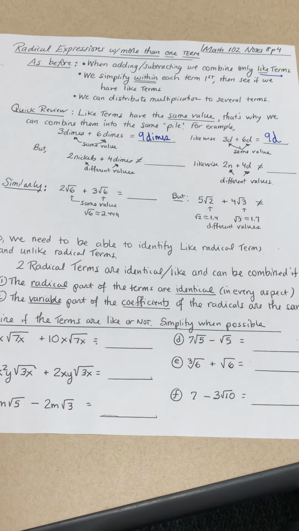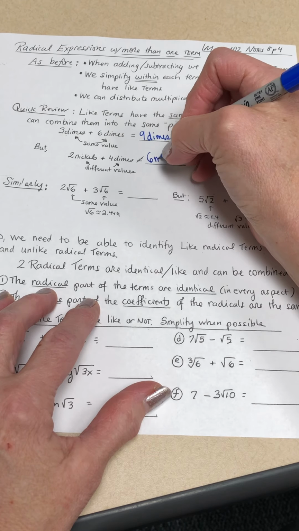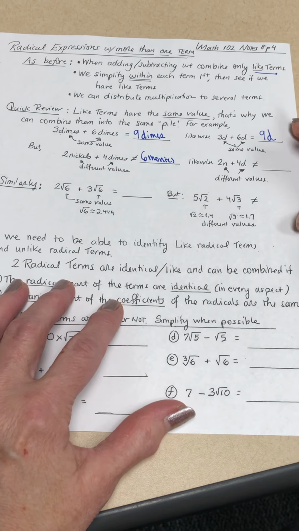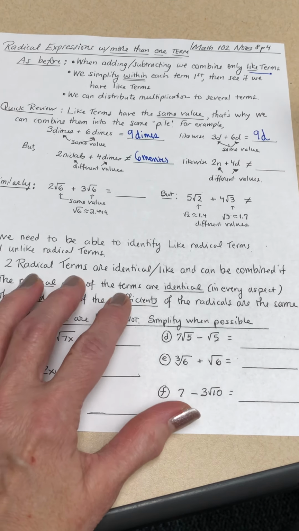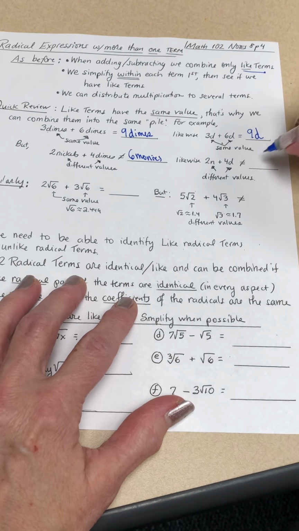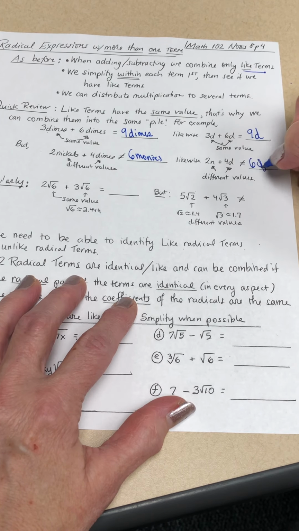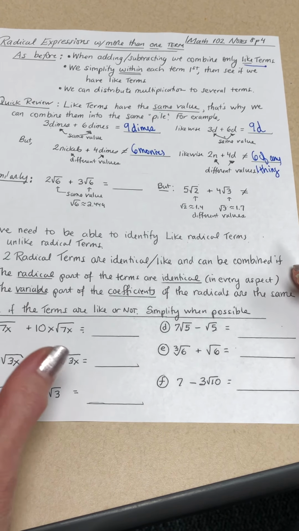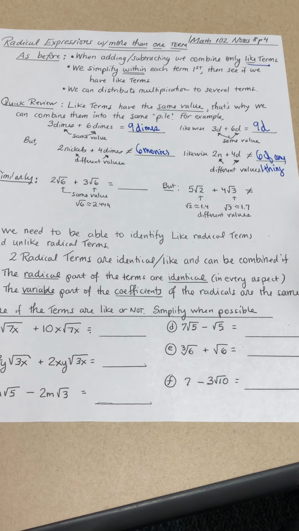But if you have 2 nickels plus 4 dimes, those are different values. It's not 6 monies unless you're about 2 years old or 3 years old. So we say 2n plus 4d. It's not 6 of any one thing. We can't simplify that. So that's a quick review, and these ideas are going to come into play.